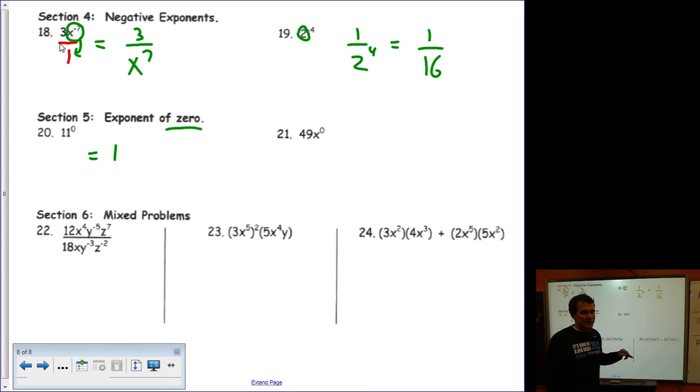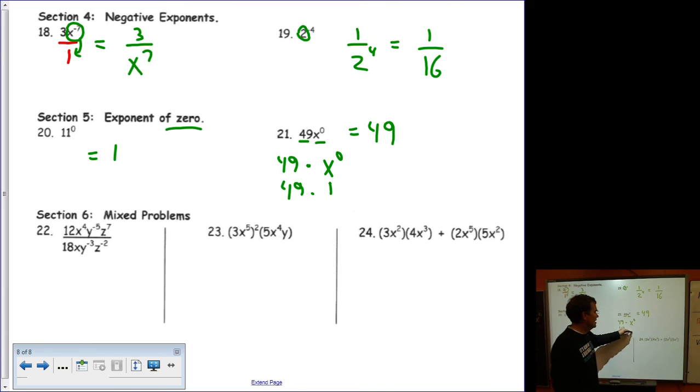49x to the 0 power actually equals 49, because this is actually 49 times x to the 0. And so it's 49 times 1, because anything to the 0 equals 1, and that's why the answer is 49.